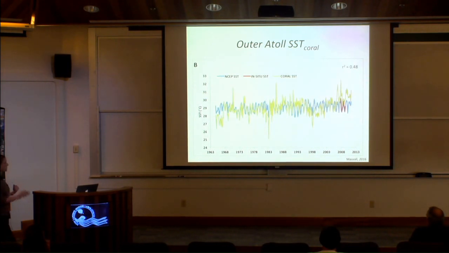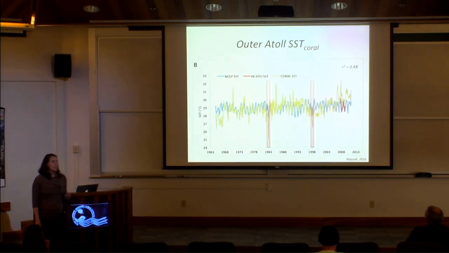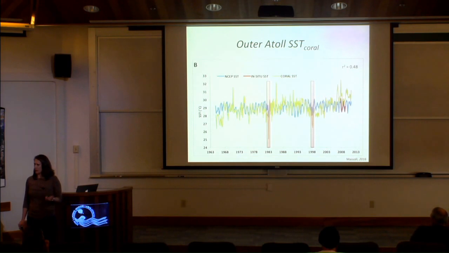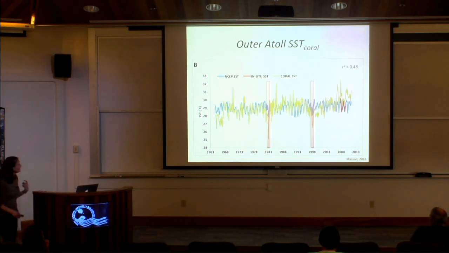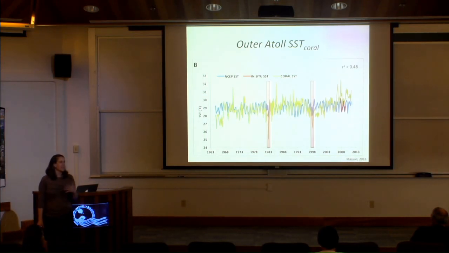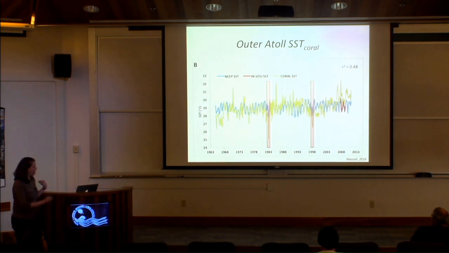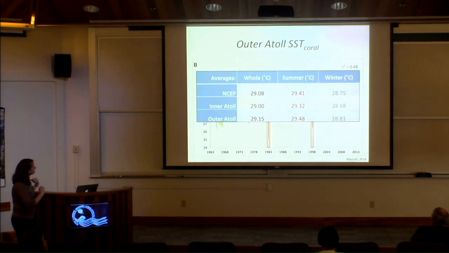For the outer atoll, the same thing, even more so, especially the 82, 83 El Nino, much, much cooler. But the overall trend, so this one goes back to the early 60s, the regression is not all that great.